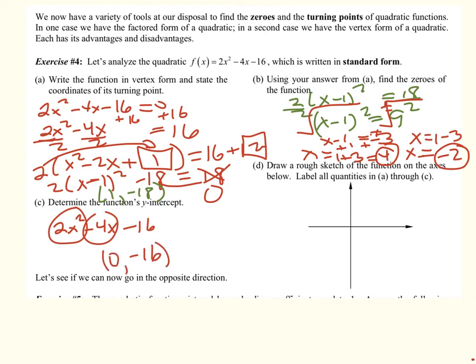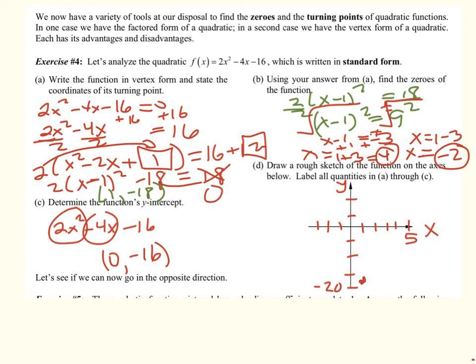All right, and in part D, draw a rough sketch. So I'm going to make my x-axis here worth 1 point each, and each hash mark on my y-axis right here is worth 5. So what pieces did we learn? Well, if you remember back here, we have a vertex of (1, negative 18). So over 1, down 18 should be a point somewhere down here.